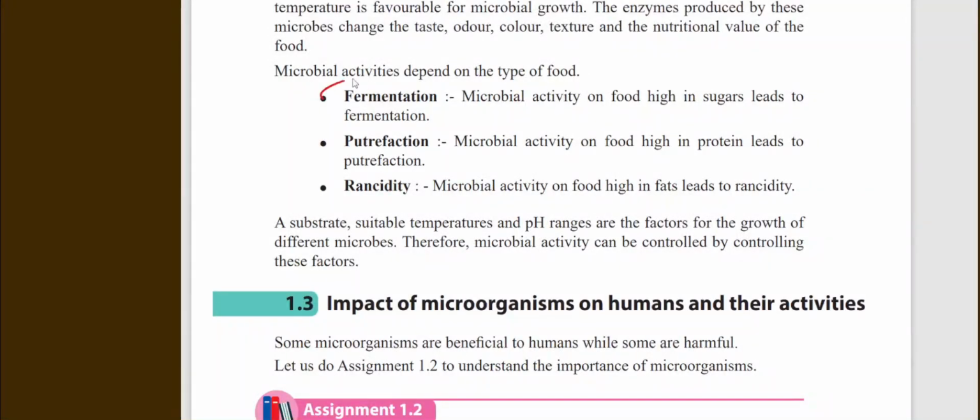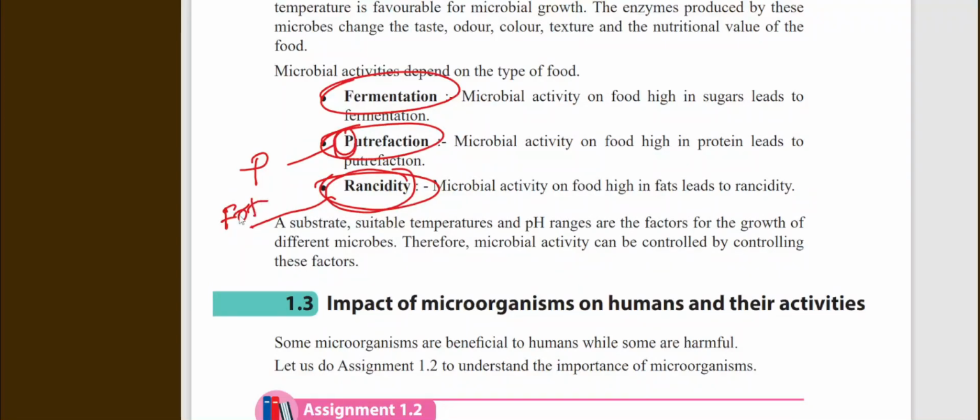And these three words are really important. They would ask you: fermentation, putrefaction, rancidity. You can notice P is protein. So putrefaction, rotting, is what makes a dead animal smell. Putrefaction is microbial activity on protein. Fermentation is on sugar. Rancidity is not sugar, it is fat and oil, that is lipids.